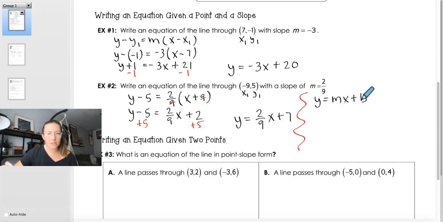And then what you guys can do is, I know what m is, and I have an x and I have a y value. I can plug it in to solve for b, and then once I figure out what that intercept is, then I go ahead and put it back into this form. So hopefully you guys understood what I was saying there. So my y value I'm going to plug in would be this 5. My m value is 2/9. My x value is -9.